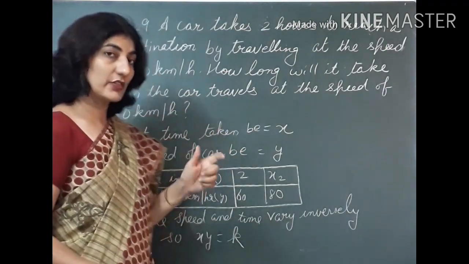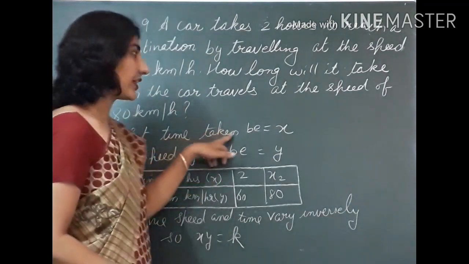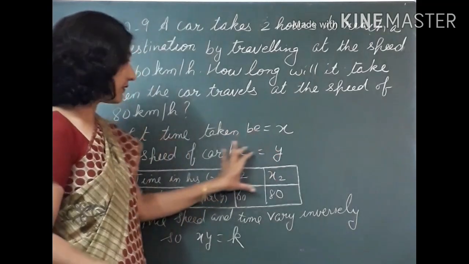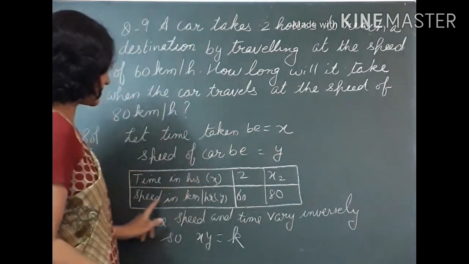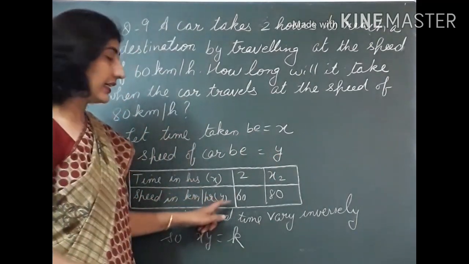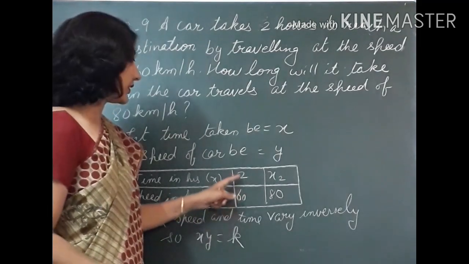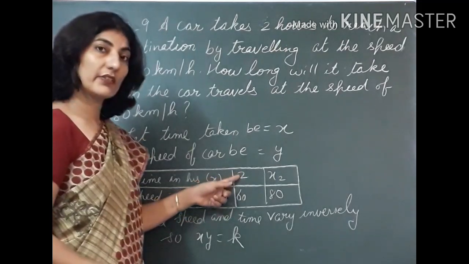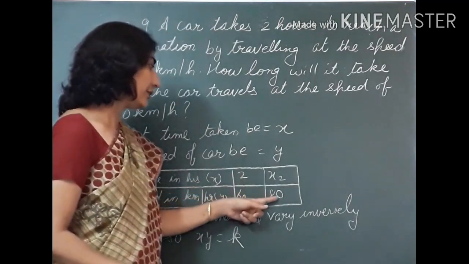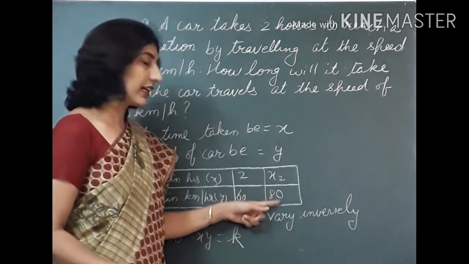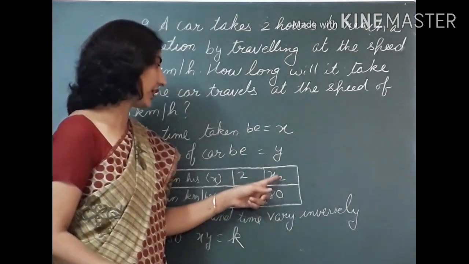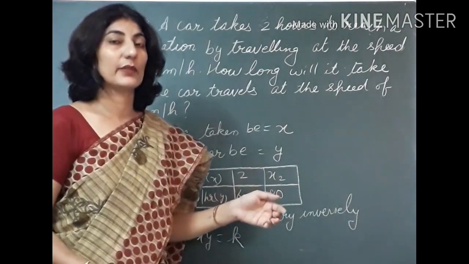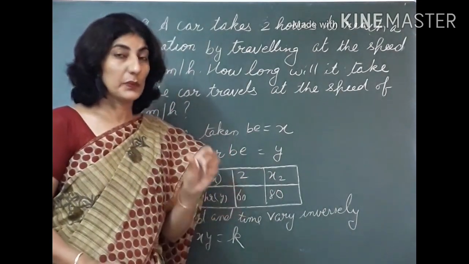So first of all you will assume both the quantities. Let the time taken be x and the speed of the car be y. Then we will make the table: time in hours, speed in kilometers per hour. In the table we will put the values. Here at 60 km per hour, the car was able to cover the distance in 2 hours. If the speed is 80 km per hour, we have to find the time, meaning we have to find x2.